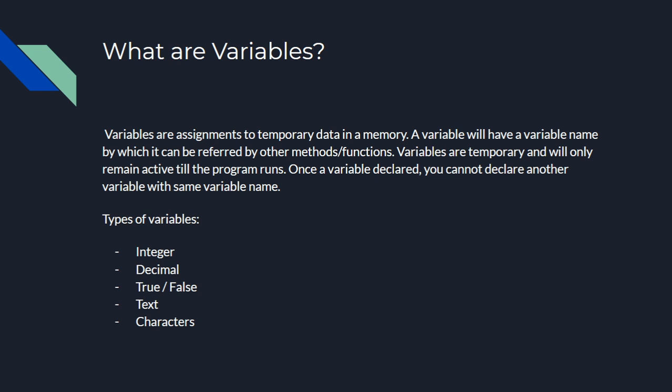Variables are temporary and will remain active until the program runs. Yes, the variables cannot be reused when the program has been terminated. Since variables are temporary, we may use file systems to store the user data. Once a variable is declared, you cannot declare another variable with the same name.